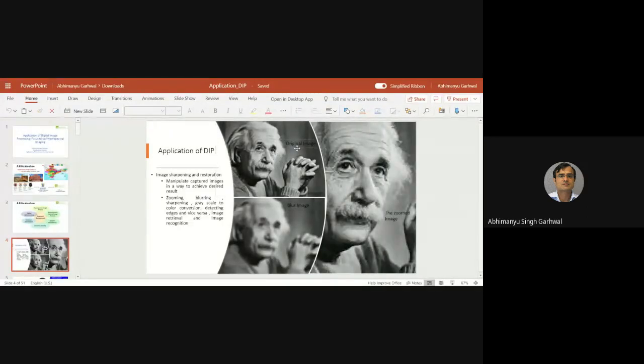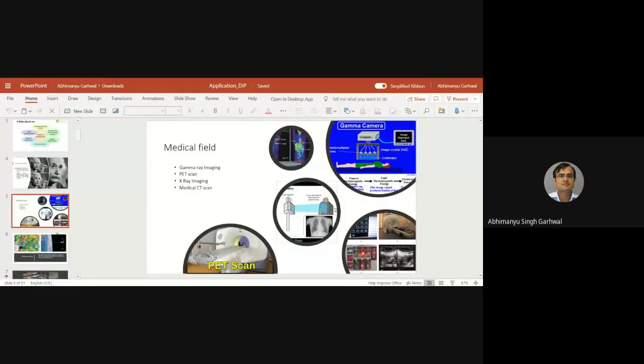Like, this is the original image. You can blur it. That's image processing, image sharpening, restoration. You can zoom it. It's a simple image sharpening and restoring operation. The next application is in the medical field, like gamma ray imaging, PET scans, X-ray imaging, medical CT scan, where you can capture the image from different resources as per the requirement of the medical analysis. When you capture the image, after that, you have to apply image processing techniques to get the required information.